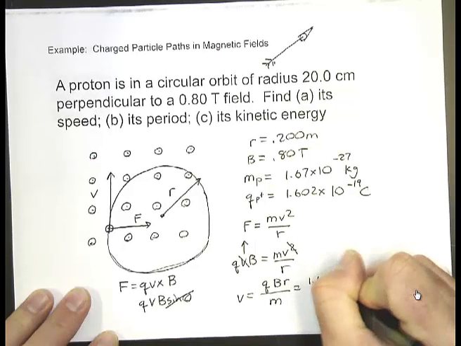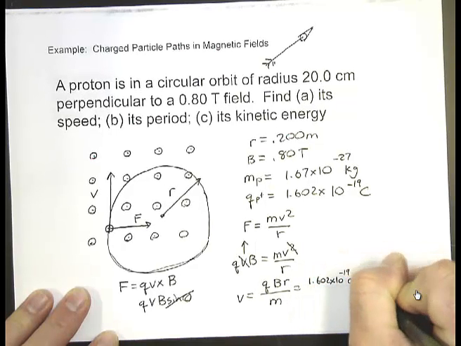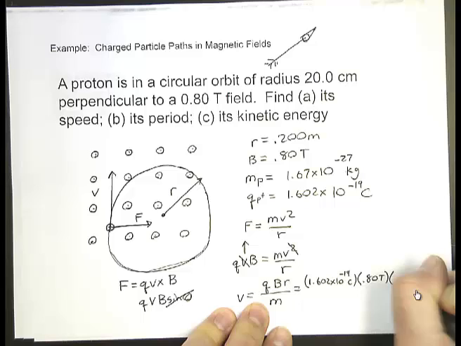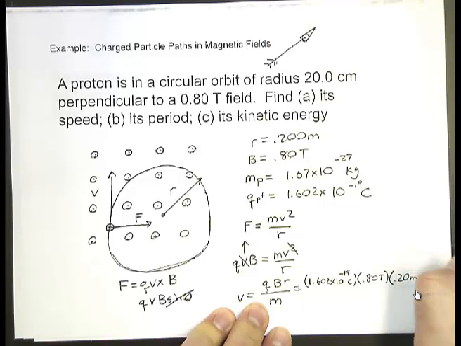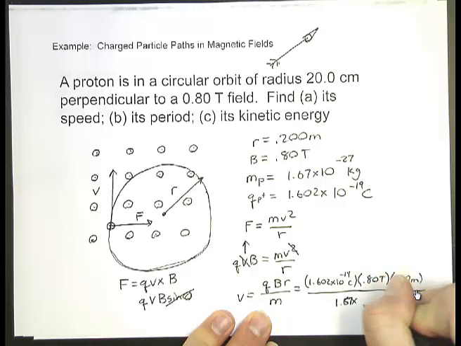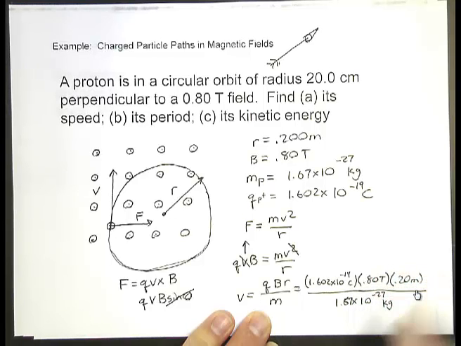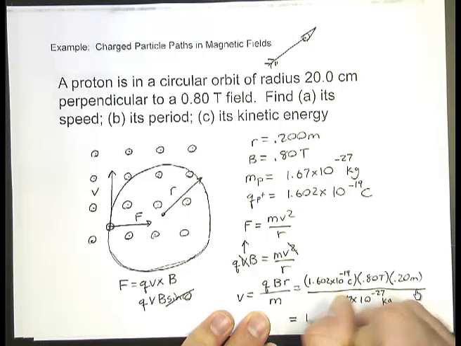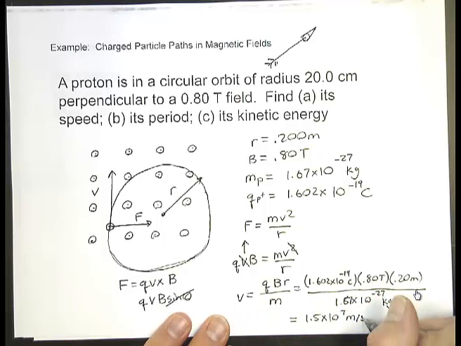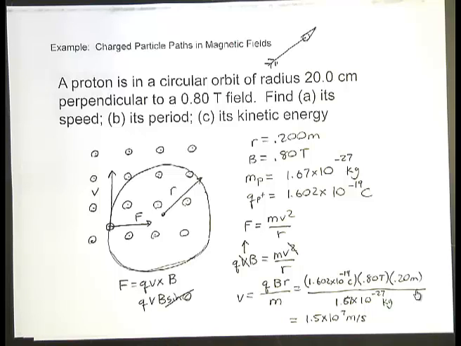If we put our numbers in, 1.602 times 10 to the negative 19 coulombs, moving through a magnetic field of 0.80 teslas. The circle has a radius of 0.20 meters, and the mass of a proton, 1.67 times 10 to the negative 27, and that's in kilograms. Apologize for that. Punch it all out, and you get 1.5 times 10 to the 7 meters per second. So this guy would have to be moving at a pretty good speed, a pretty good chunk of the speed of light.